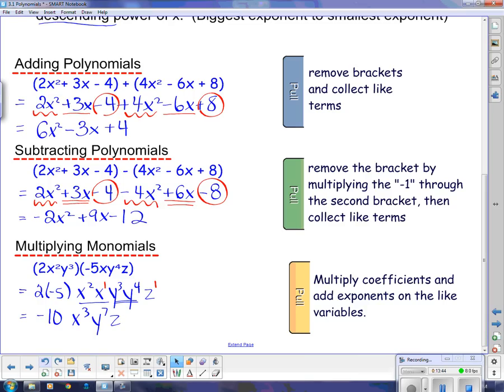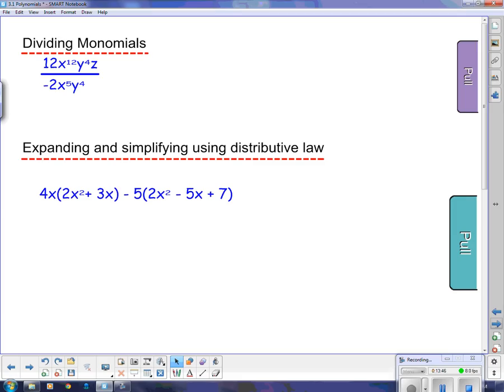So carrying on. Dividing monomials. This is kind of the same as before, and I'm going to do it fairly quickly. Instead of multiplying the coefficients and adding like we did when we were multiplying, when we're dividing, we're going to divide the coefficients and subtract. So if we look here, 12 divided by negative 2 is negative 6, and then these 5 x's are going to divide away 5 of these x's. So I'm going to be left with x to the 6th.